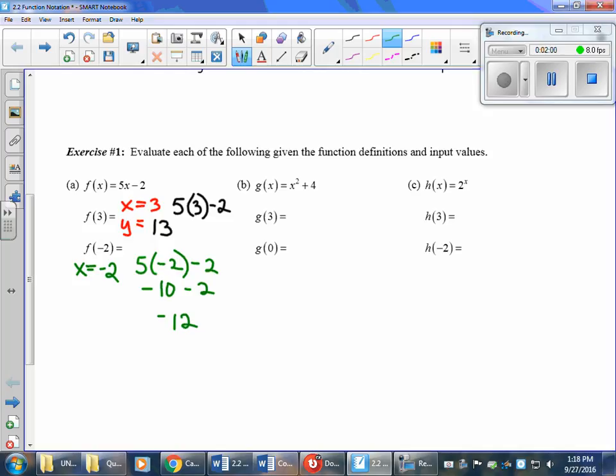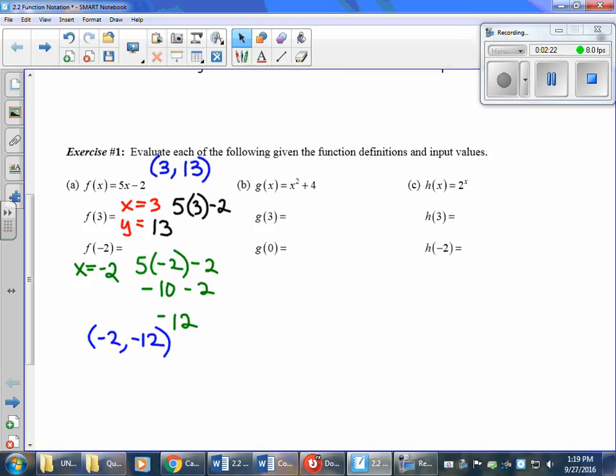So you can think about this as an ordered pair. If you're using x and y, for this particular example, the x would be negative 2, the y would be negative 12. For the previous example, the x would be 3 and the y would be 13. If you want to think about it as an ordered pair, that's okay. It kind of means the same thing.